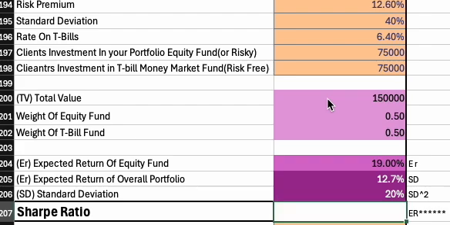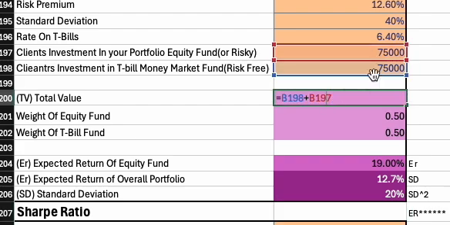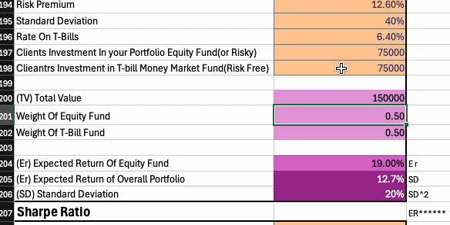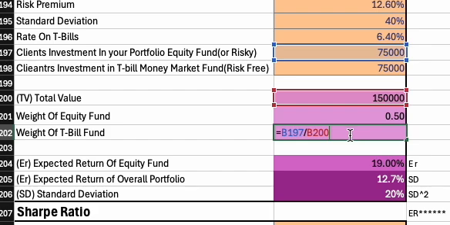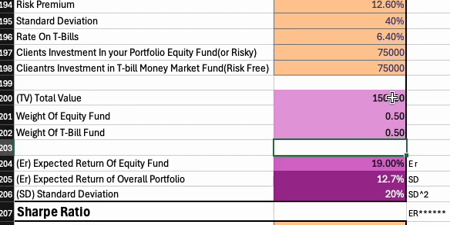Calculating for a total value, we'll start off by adding our two investments together. Then we're going to go down to calculate for the weight of the equity fund, which we do by taking our total value and taking our equity, our money that we put into our equity fund, and dividing it by our total value. Then we're going to do the same thing for our weight of T-bills. We're going to take our T-bill money and we're going to divide it by 150,000, which is our total value.